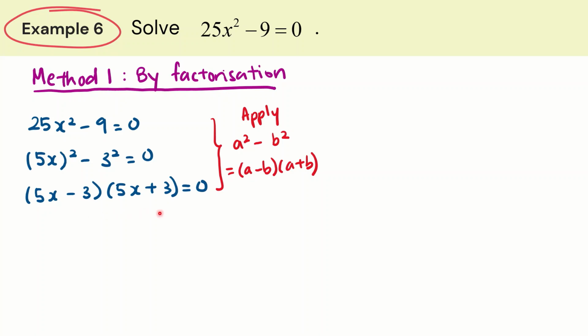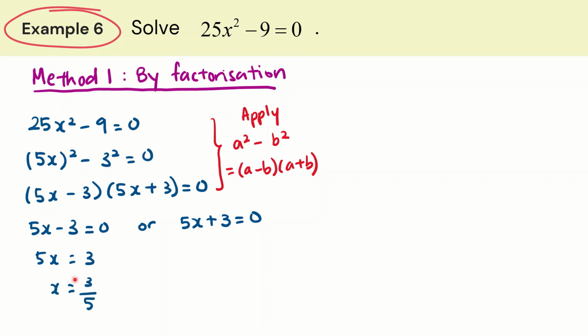Now that it is written in this manner, I see that I have two things that are multiplying with each other: 5x minus 3 as well as 5x plus 3. So using the zero product rule, I can say that 5x minus 3 equals 0 or 5x plus 3 equals 0. Hence 5x equals 3 on the left side and x equals 3 over 5. That is our solution from the left equation. Then on the right equation, I also do the same, and I will find that x equals negative 3 over 5. That is another solution. So we see that we have two solutions, 3 over 5 and negative 3 over 5. So this will be how we solve it by factorization.